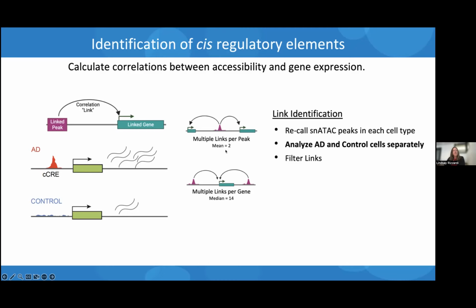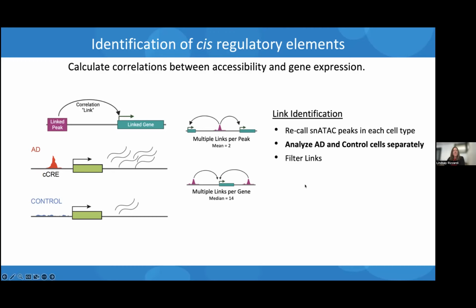We can have multiple links per peak. A single cis-regulatory element can be linked to multiple genes, and on average, we get about 2 links per peak. Conversely, you can have multiple links per gene. A single gene can be regulated by more than one cis-regulatory element. Our median for this is 14, although we have some on both ends of the spectrum, as many genes have 1 or 2, and then a few have a lot more.